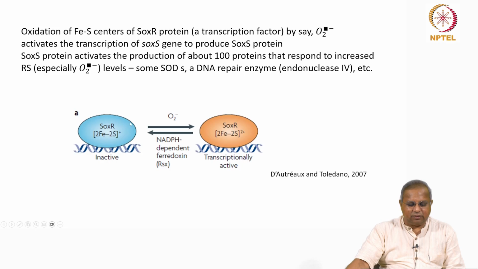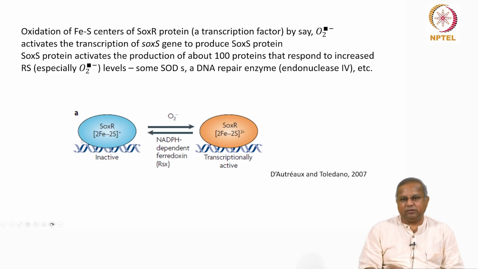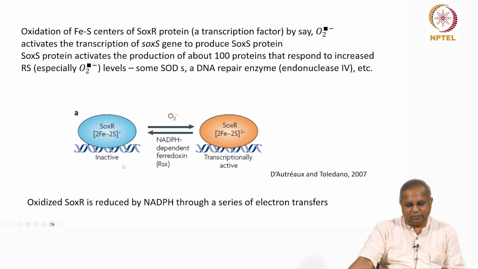And you should also appreciate that oxidation causes this. And the reduction of this protein through a series of electron transfers which are mediated by an NADPH dependent ferredoxin, you get back the inactive form. So you have a cycle that is set up which can be seen in a signaling context, right? So you get a general picture. Oxidized SoxR, this is the reverse part. Oxidized SoxR is reduced by NADPH through a series of electron transfer reactions.